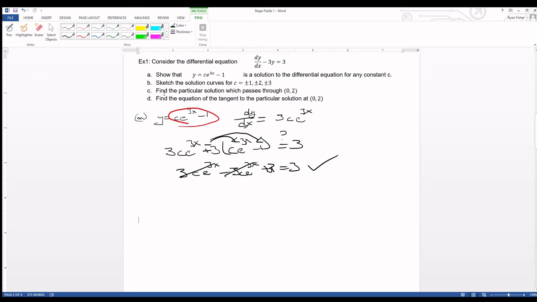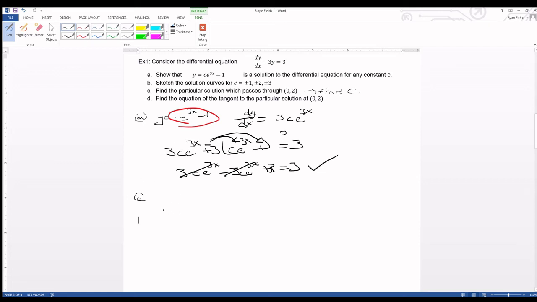Let's find a particular solution that passes through this point. This means we need to find the value of c for this proposed solution. That's not so bad. We have the proposed solution here, so I'm going to substitute in x is 0, y is 2 into the solution and solve this equation for c. Then I'll have my particular solution.